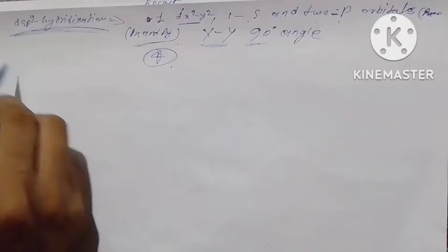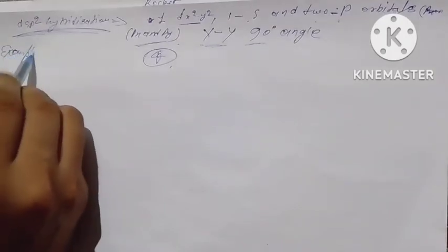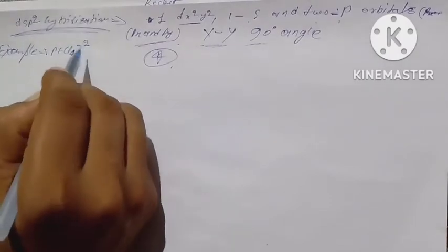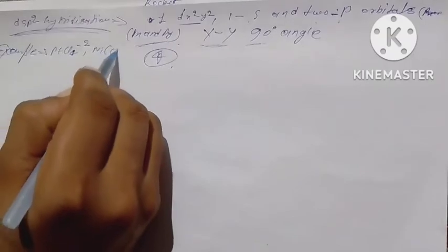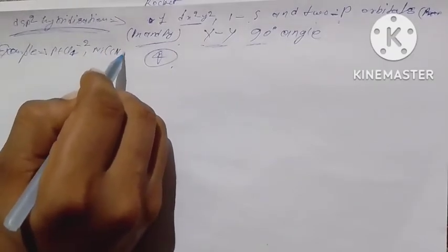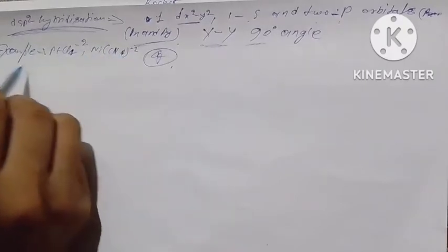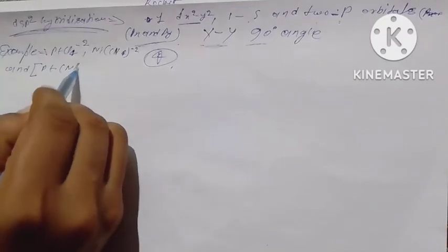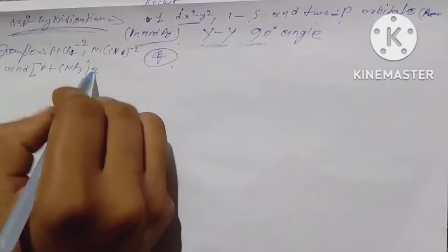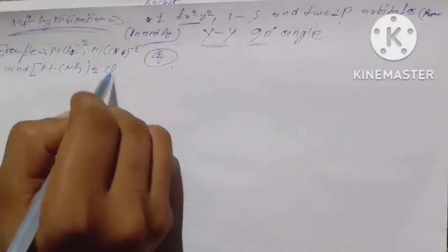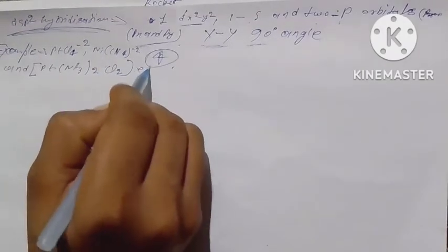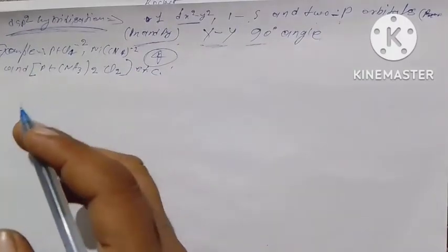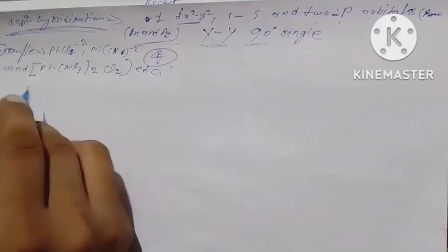As an example, PtCl4 2 minus, Ni(CN)4 2 minus, and Pt(NH3)2Cl2 etc. This type of hybridization occurs in complex compounds or ions whose geometry is square planar.